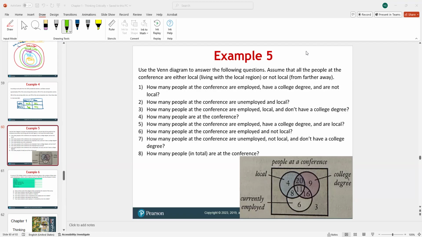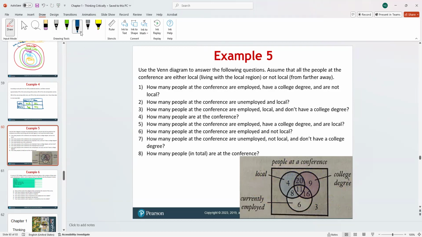I didn't want the previous video to be too long, so I'll come back with these two examples that we need to cover. The first one is: use the Venn diagram to answer the following questions. Assume that all the people at the conference are either local, I mean, living within the local region, or not local, from far away. This is the Venn diagram down here. As you can see, it is right there. This is the Venn diagram we're going to use to explain these problems.